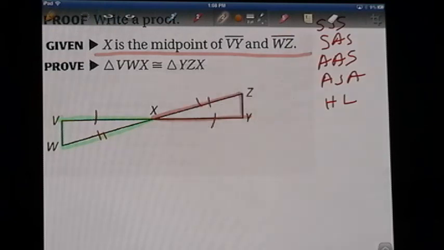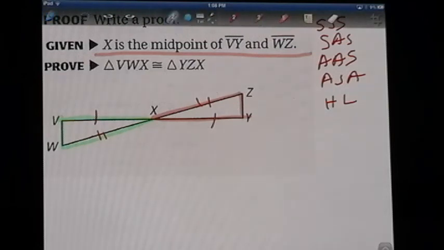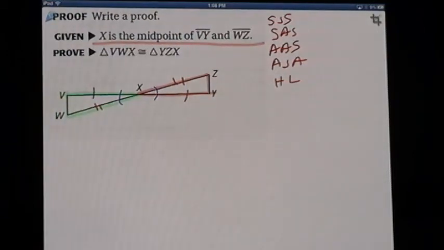Okay, what about side, angle, side? Now remember, the angle is in between the sides because it's got to come between the sides. Is there any way for us to prove, and we're going to use a different color because the red is the part we know, but could we prove that those two angles are congruent? Yes, we could, because we know they're vertical angles. All right, so let's write the proof.